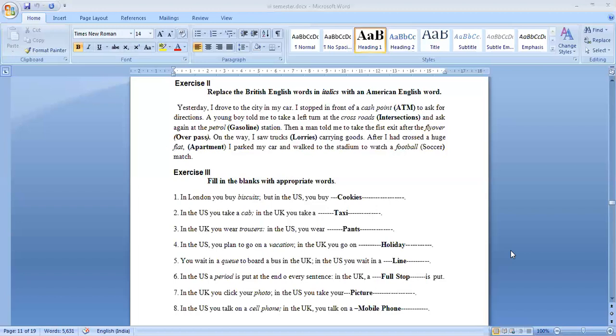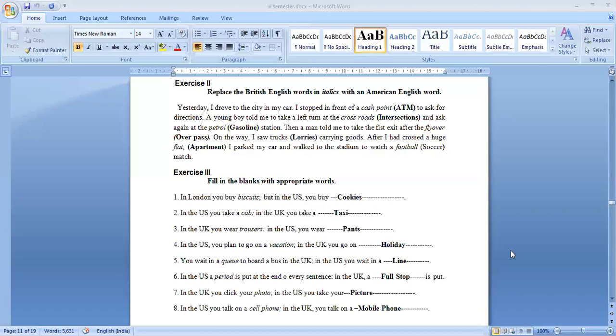Cash point is used by British people, but for cash point, Americans use ATM. British people call it crossroads when 3 or 4 roads divide, but Americans call it intersections. And Britishers call it a petrol station, but Americans call it gasoline. And British people call the word flyover, but Americans use the word overpass for flyover.